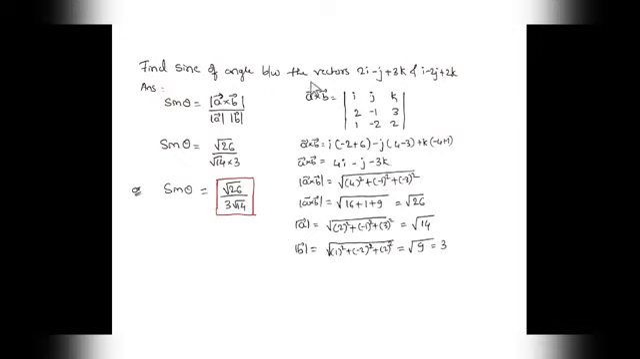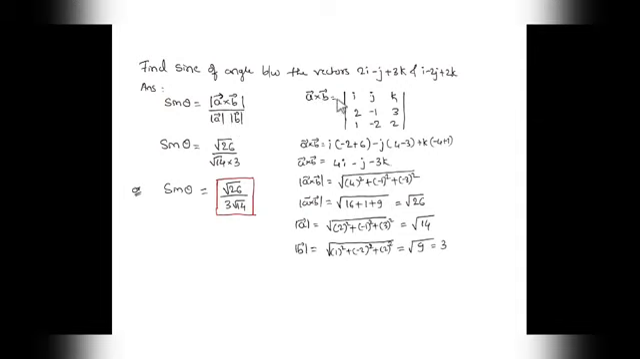Find sine of angle between the two vectors 2i minus j plus 3k and i minus 2j plus 2k. Here again they are given two vectors. Let's consider these two vectors as vector A and vector B. Now sin theta is equal to magnitude of vector A cross vector B divided by magnitude of vector A into magnitude of vector B. First of all, we will find vector A cross vector B as well as its magnitude, then magnitude of vector A, and then magnitude of vector B.